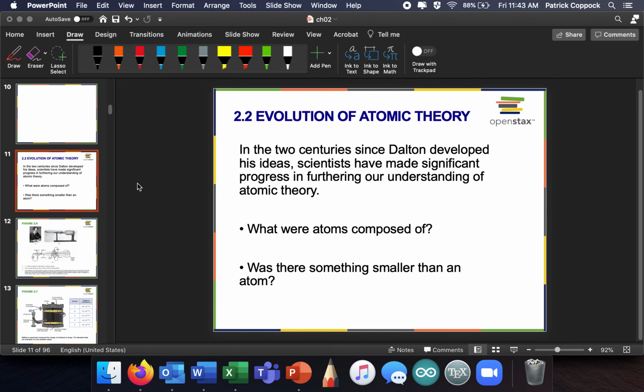Okay, so now we're going to talk about some developments in atomic theory. Dalton was the one who is credited with predicting that matter was made up of atoms, right? But the question is, what are atoms composed of? And are there things smaller than atoms? So let's start out with J.J.